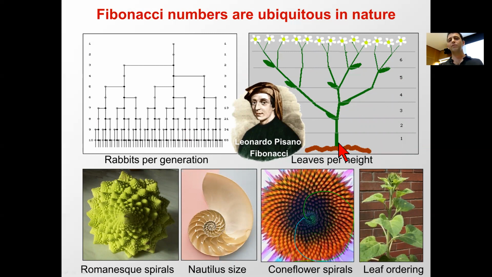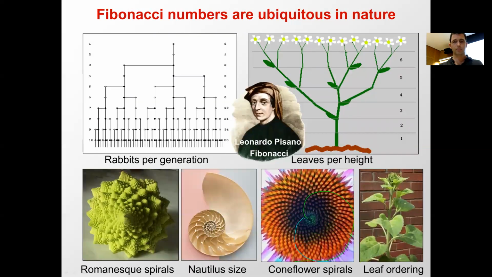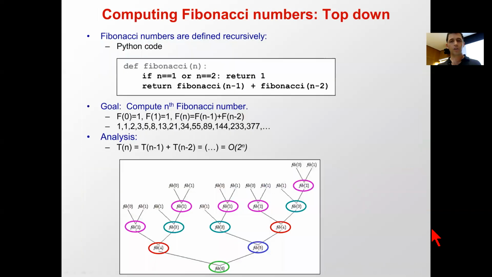If you look at leaves, they again grow enough, and then eventually they start dividing at every generation. Those that have reached maturity divide at every generation, and then the other ones take 2 generations to reach maturity, and then they divide at every generation thereafter. And then if you look at the Romanesco spirals, the nodular size, the coneflower spirals, there's actually 2 different Fibonacci series in different directions. The ordering of the leaves as it goes around the plant. Look into your garden, you will find Fibonacci numbers everywhere.